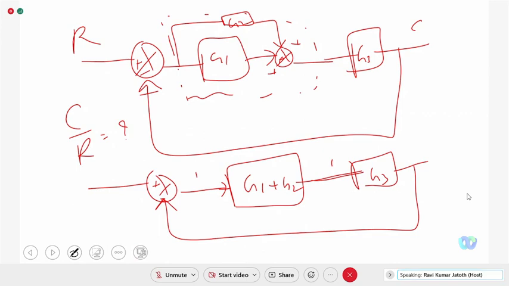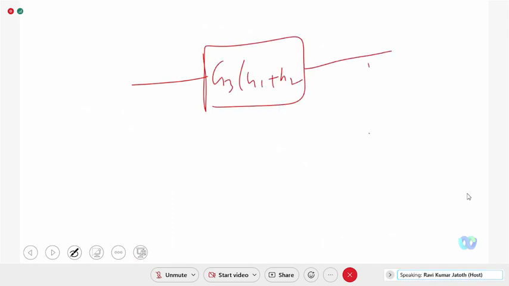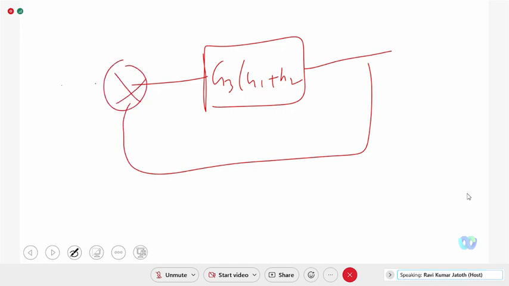Now, can I make these two blocks into a single block? Yes, sir. What should I do? G3 into G1 plus G2. So this much complex diagram became a single block. Here we will be using those rules. Understood?